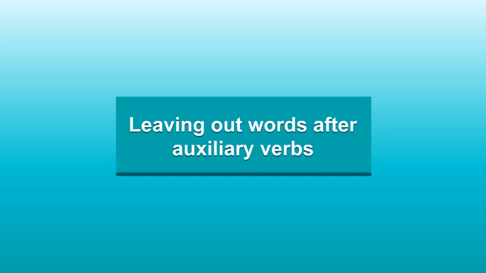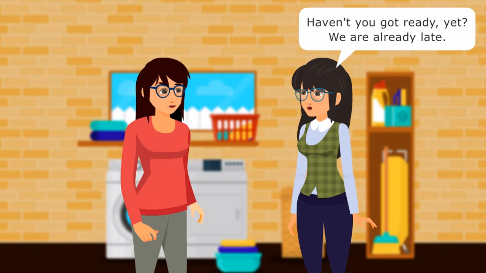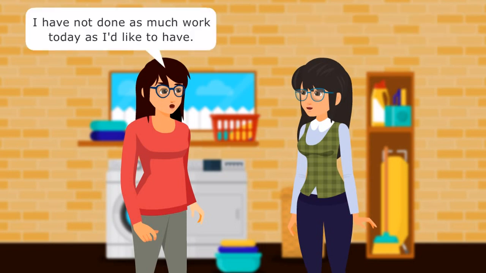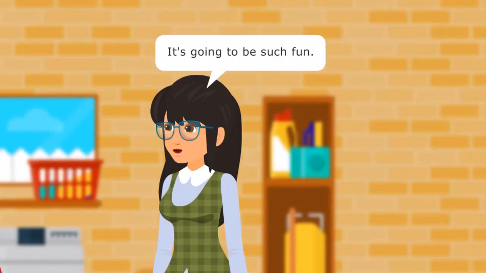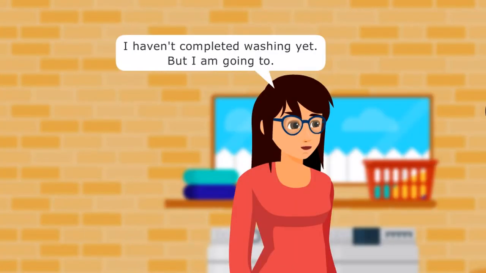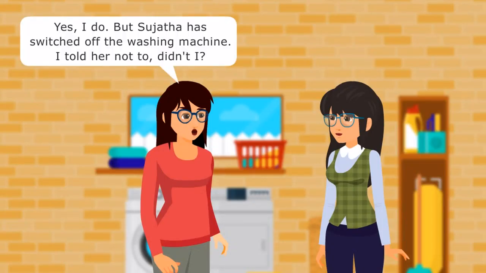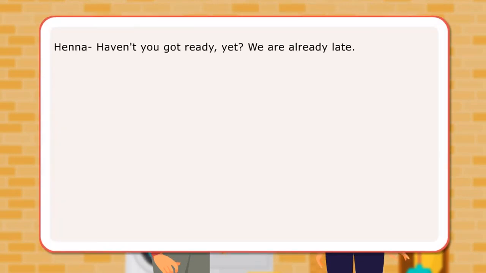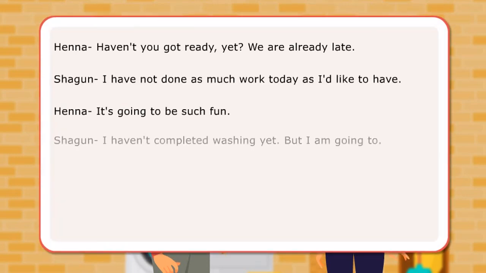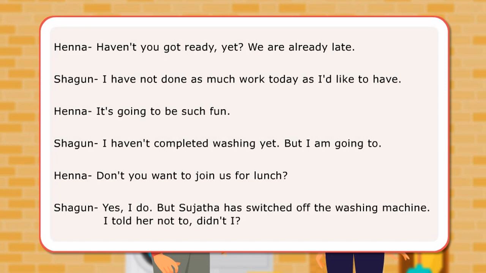Leaving out words after auxiliary verbs. Haven't you got ready yet? We are already late. I have not done as much work today as I'd like to have. It's going to be such fun. I haven't completed washing yet, but I'm going to. Don't you want to join us for lunch? Yes, I do. But Sujata had switched off the washing machine. I told her not to. Didn't I?